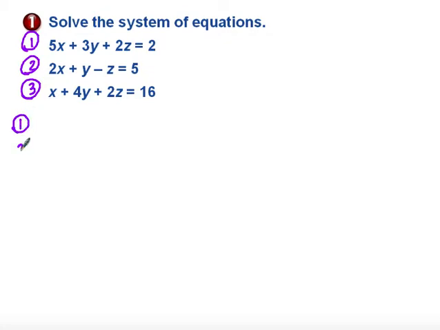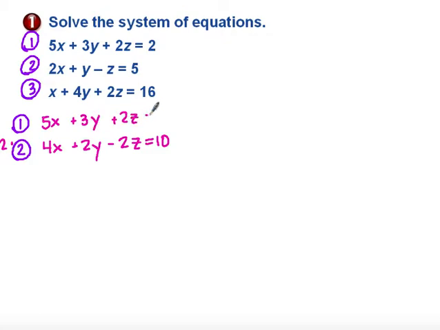So what I'm going to do is I'm going to look at these two equations and I'm going to go after getting rid of the z's. All right, so in order to get rid of the z's, looking at equations 1 and 2, I'm going to have to multiply equation 2 by 2. So that's going to give me 4x plus 2y minus 2z equals 10. And my first equation is going to stay exactly the same. So I'm not going to be solving anything here. I'm just eliminating my z's from the first two equations.